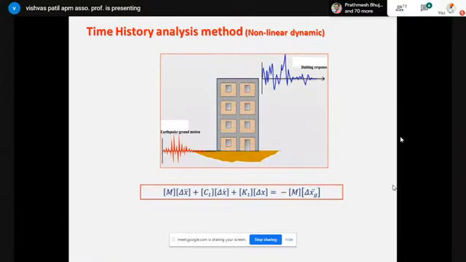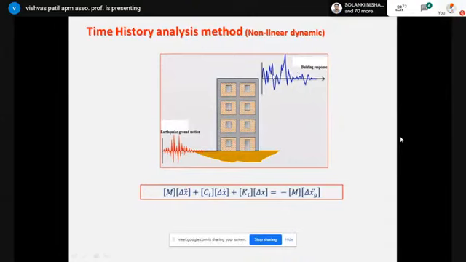So there is the inertial force plus the damping force plus the stiffness force, and then there is the ground motion acceleration component. Okay, so this is the equilibrium equation. In this case, the structure is subjected to earthquake excitation, which is a realistic case, and we obtain the building response. So this is the building response, and this is the ground motion.